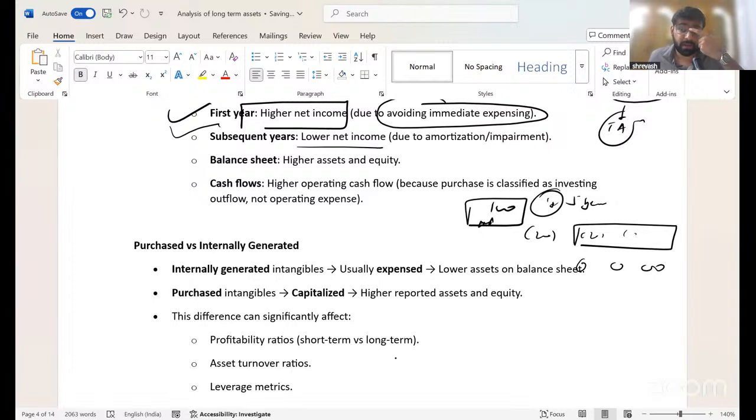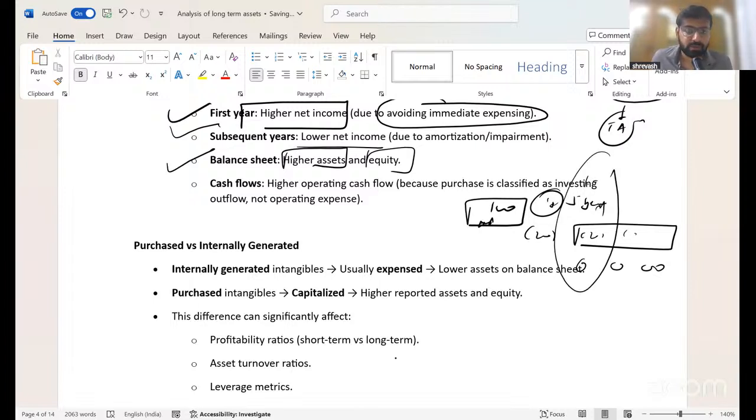Obviously, if I'm capitalizing, what happens? Sir, if you were expensing, no asset was recognized. But the moment you're capitalizing, what happens, sir? Your asset is recognized. So you have higher assets. And the moment you capitalize it, sir, your equity also goes up. Why? Because in the first year, you have higher retained earnings because your expense was lower.